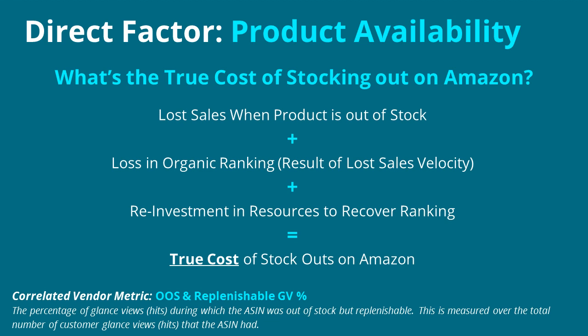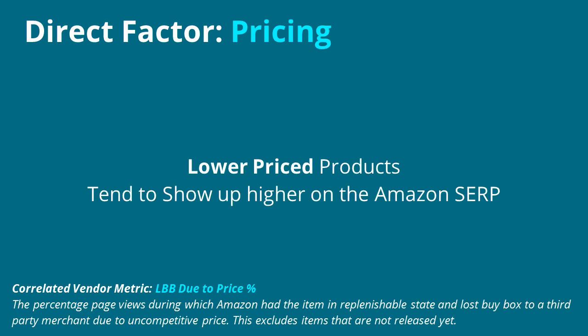And for those folks who answered earlier that you're vendors, and so you're familiar, hopefully, with Vendor Central as your portal to interact with Amazon, one of the vendor metrics I would point you towards is the out-of-stock and replenishable glance view percentage. And really that's showing the percentage of glance views, and don't worry about glance views, really it's just the hits, the visits to the detail page when the ASIN was out of stock. And that's where you know that you're losing sales due to out of stocks. You'll find that in your Vendor Central in your ARA Basic or ARA Premium if you have ARA Premium.